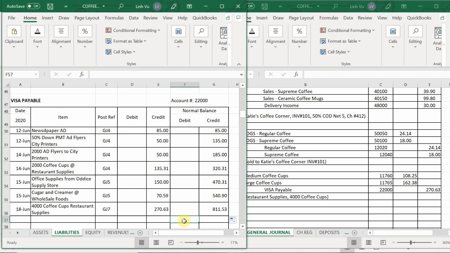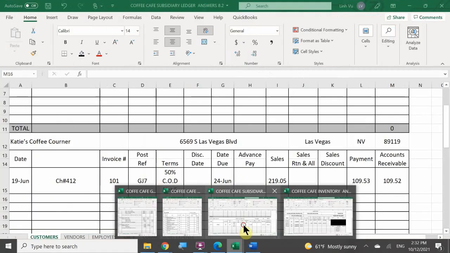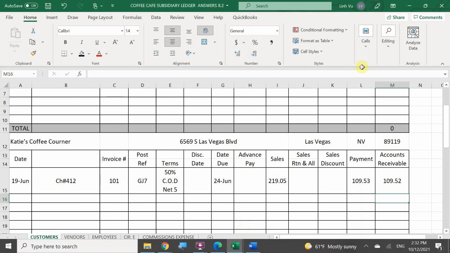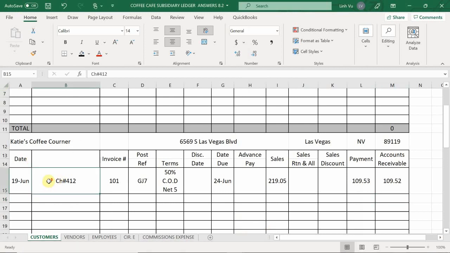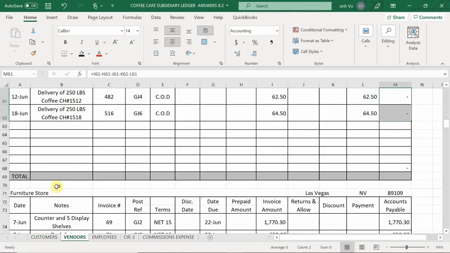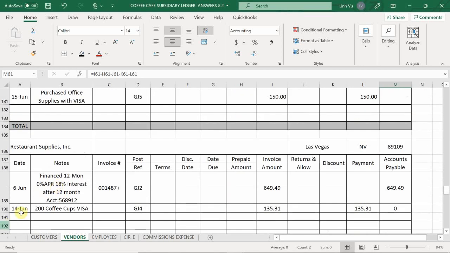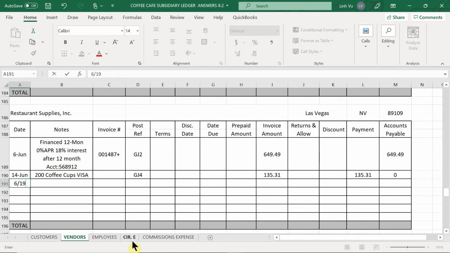So after the ledger, we have a subsidiary ledger. Okay. Restaurant supplies. Oh, wait, we gotta go to vendors. So 4,000 cups. Restaurant supplies. Okay. 4,000 cups. Invoice number.